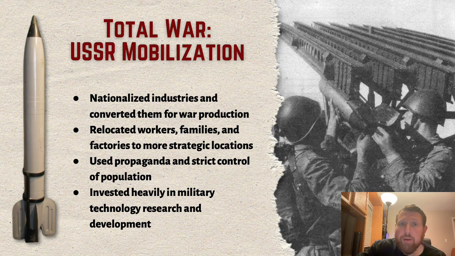The USSR also used propaganda and exercised strict control over its population, with severe penalties for any signs of dissent or defeatism. They invested heavily in research and development to support its military needs, leading to advancements in weaponry, including the development of the T-34 tank and the Katyusha rocket launcher.